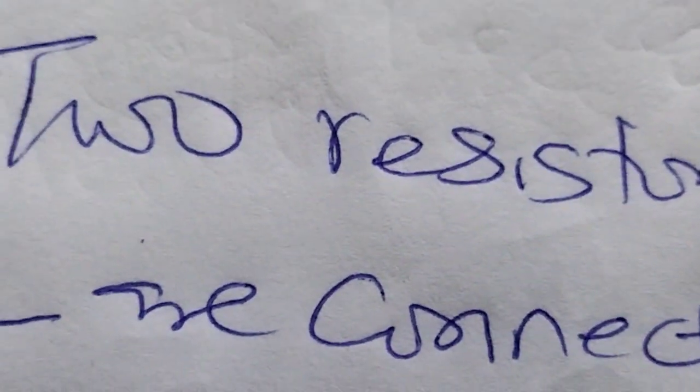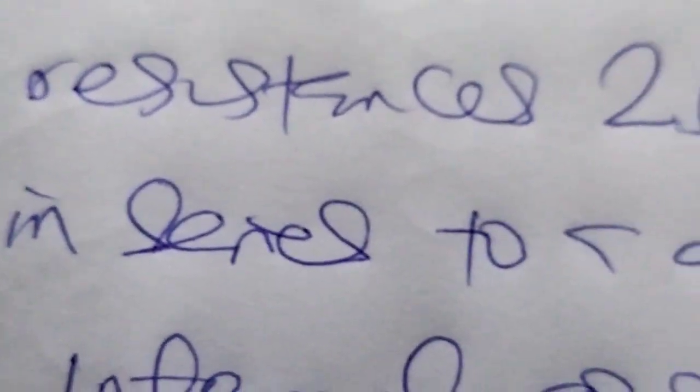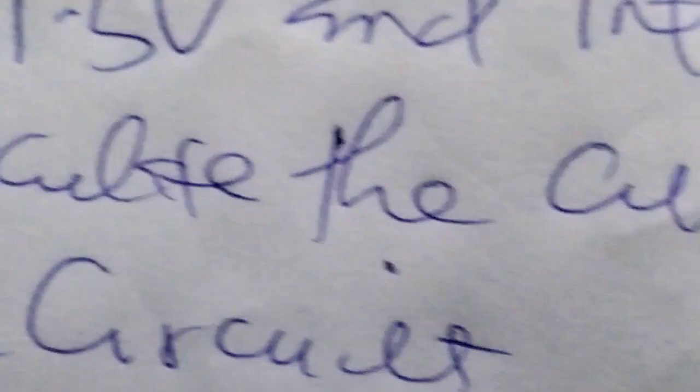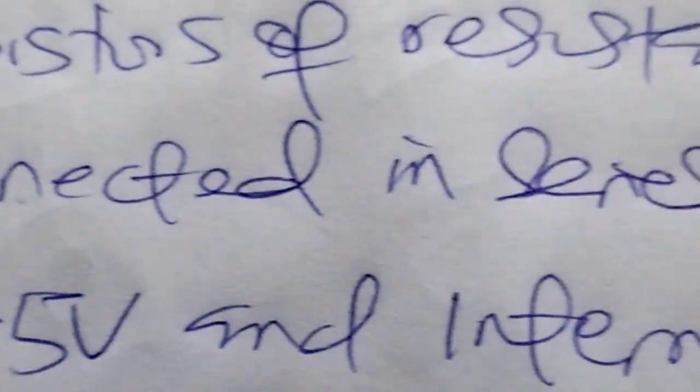Then the last question, number 3, says two resistors of resistances 2 ohms and 4 ohms are connected in series to a dry cell of EMF 1.5 volts and internal resistance 0.5 ohm. Calculate the current passing through the circuit. So let's go to the solution.